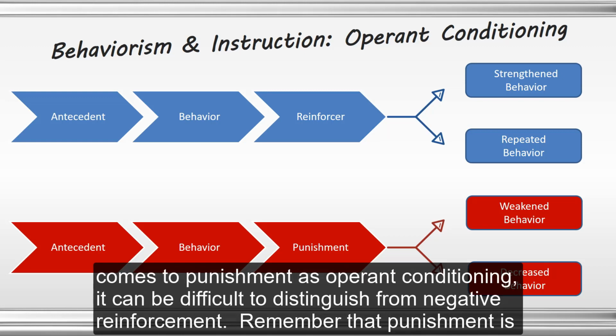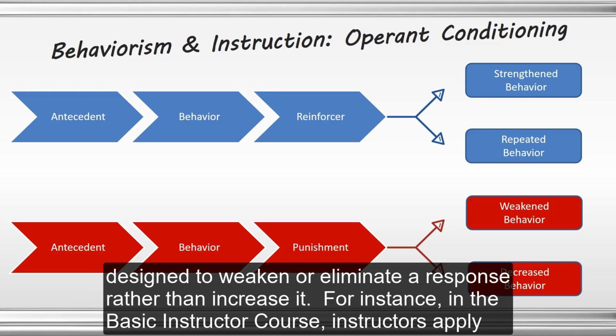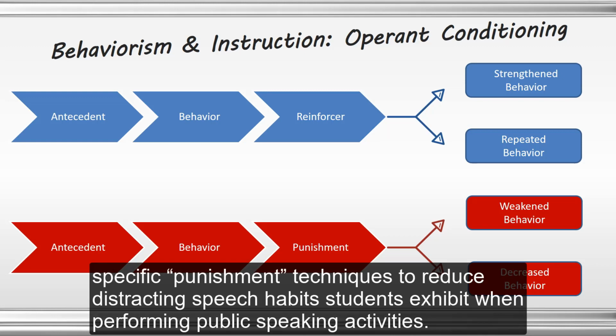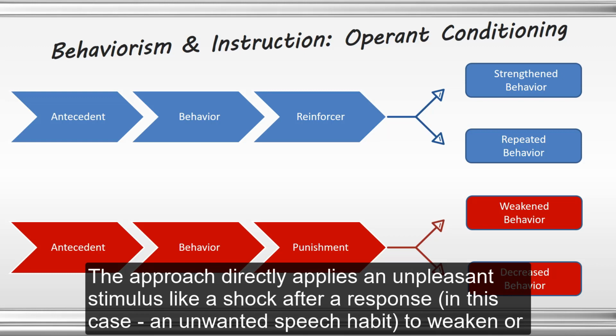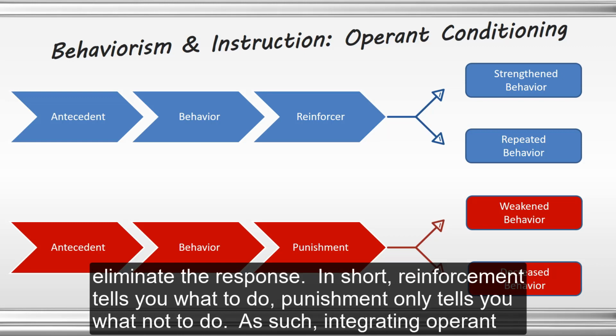When it comes to punishment as operant conditioning, it can be difficult to distinguish from negative reinforcement. Remember that punishment is designed to weaken or eliminate a response rather than increase it. For instance, in the basic instructor course, instructors apply specific punishment techniques to reduce distracting speech habits students exhibit when performing public speaking activities. The approach directly applies an unpleasant stimulus like a shock after a response, in this case an unwanted speech habit, to weaken or eliminate the response. In short, reinforcement tells you what to do, punishment only tells you what not to do.